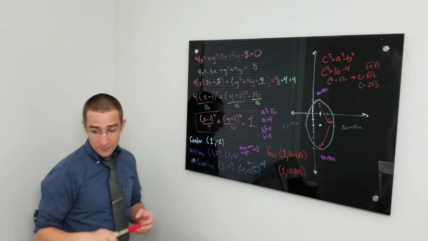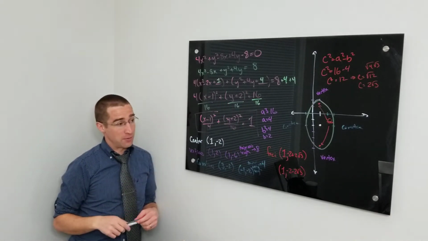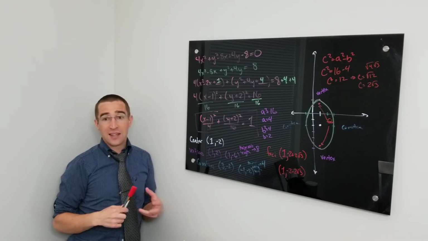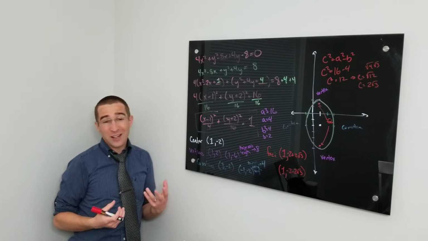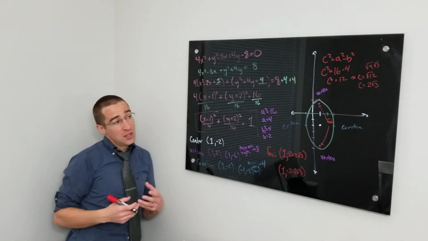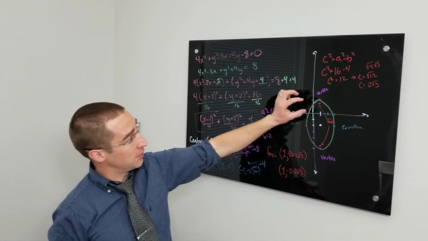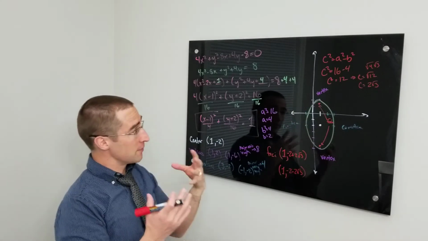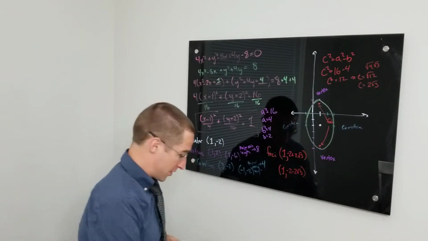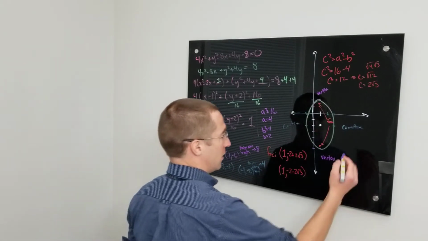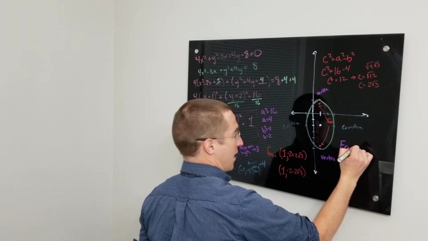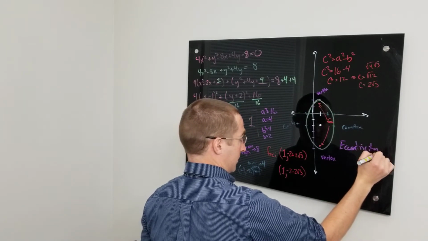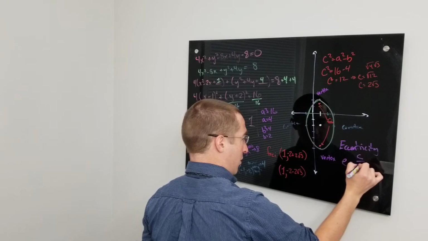Okay, the last thing we gotta do for this problem is find the eccentricity. Eccentricity in this case should be closer to 1 than to 0, because these foci are close to the vertices. If the foci are close to the center, then your eccentricity is going to be close to 0. So here, eccentricity e equals c over a.